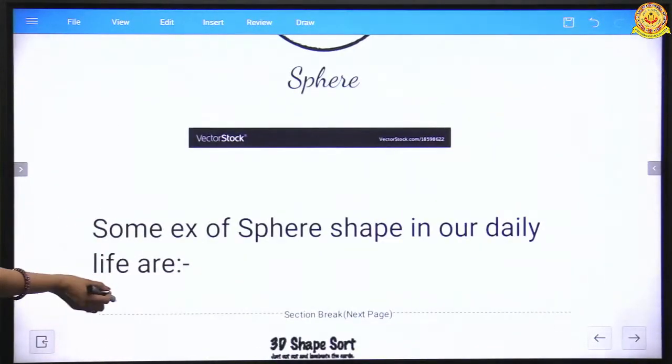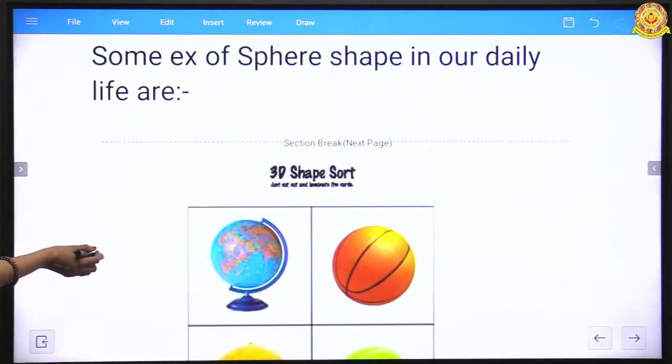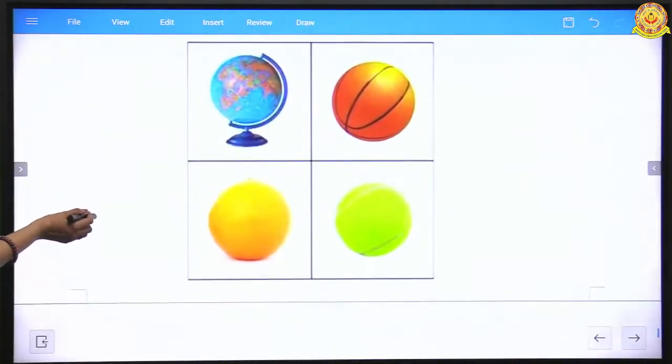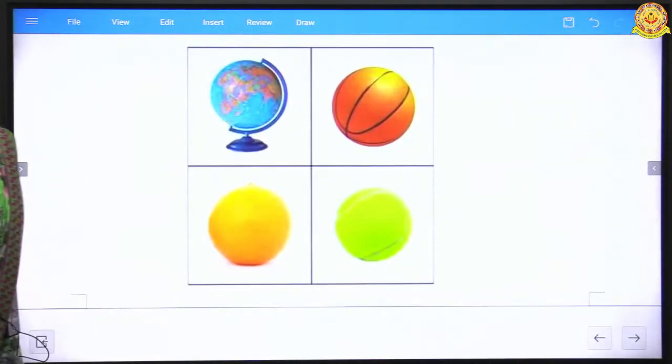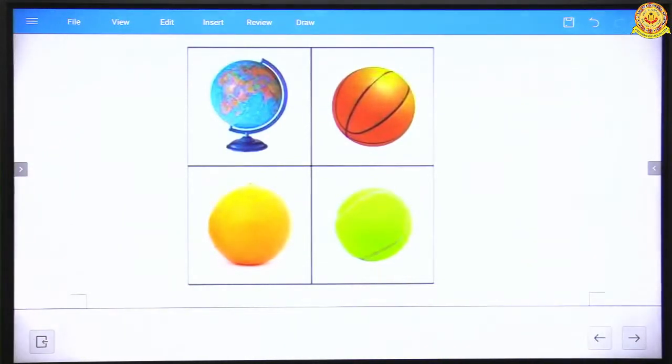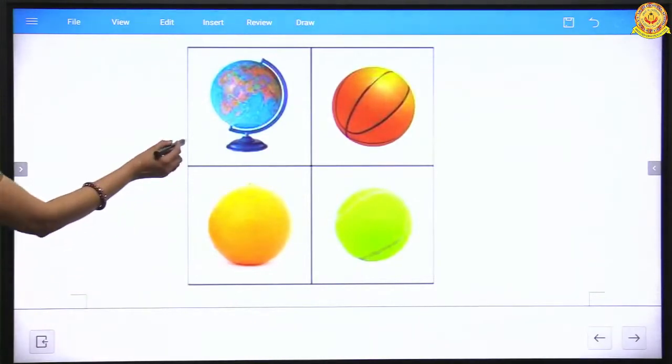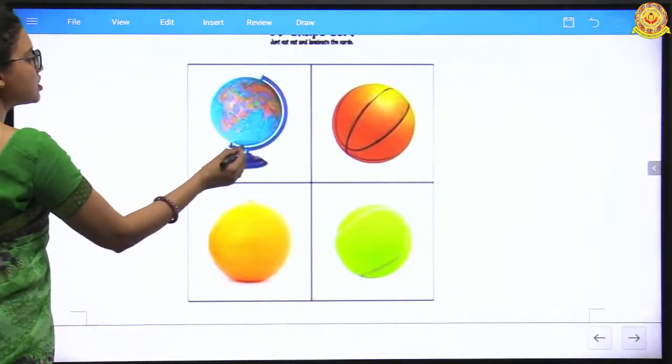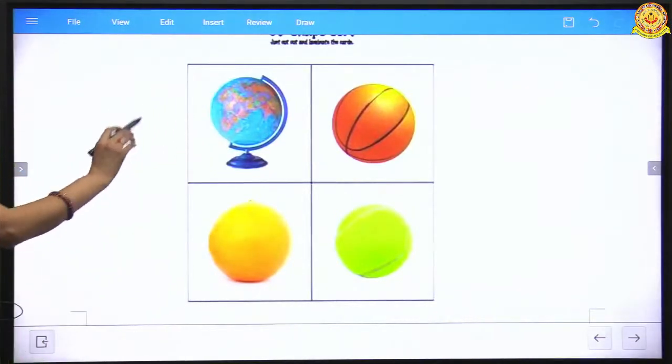Have you ever seen examples of sphere shape in your daily life? Yes, you have seen it. The globe. Whenever you are reading in your classroom or in your study room, just focus on your globe. It is looking like a round, circular shape, but it is 3-dimensional. This shape is called a sphere.